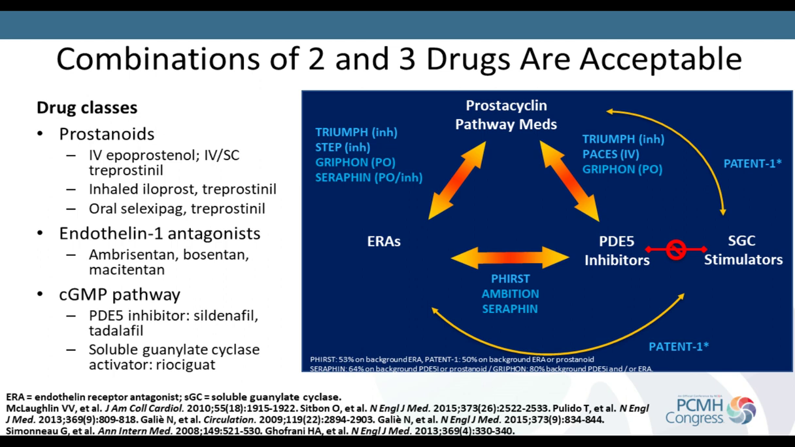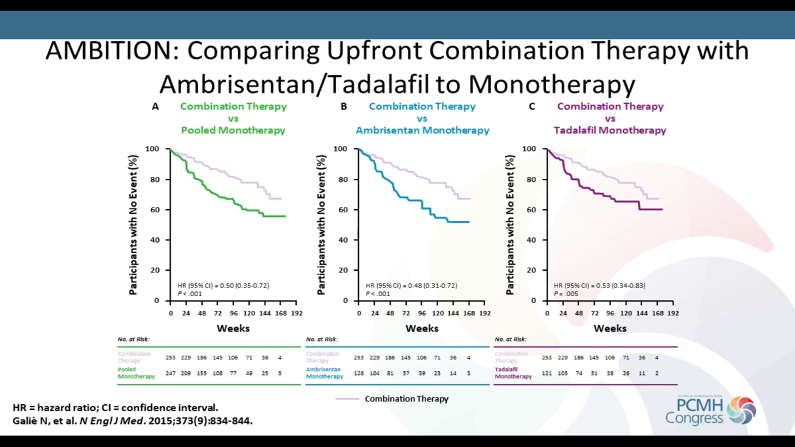There's one study that's done called the Ambition study. This is with a different endothelin receptor antagonist, Ambrisentan, and a PDE5 inhibitor, Tadalafil. And we're able to show that in patients who got both of those drugs up front, there was a similar improvement in the clinical endpoint, that event, morbidity mortality endpoint, compared to patients who got one drug, either or. It was a pooled monotherapy. So the combination up front seemed to improve patients' care compared to single therapy.